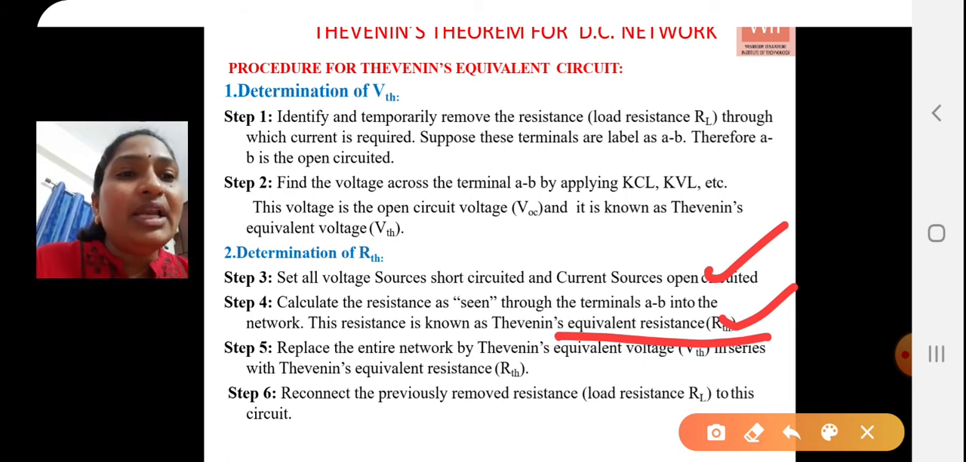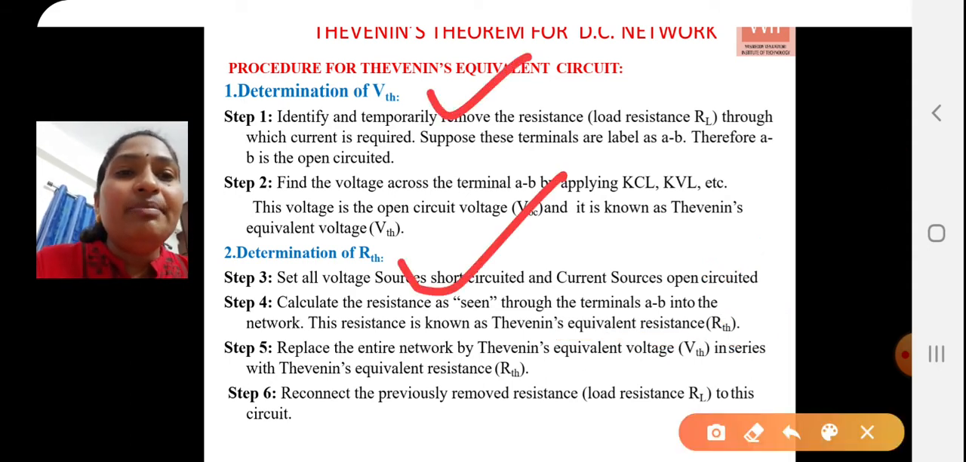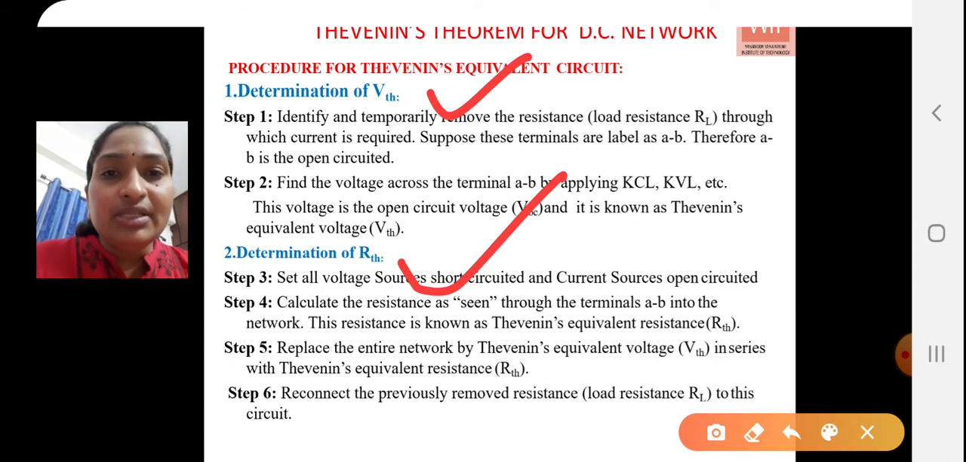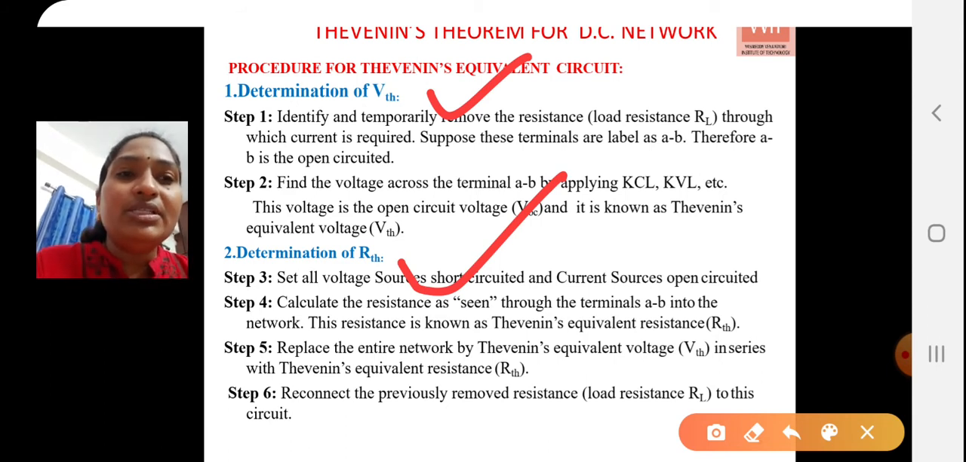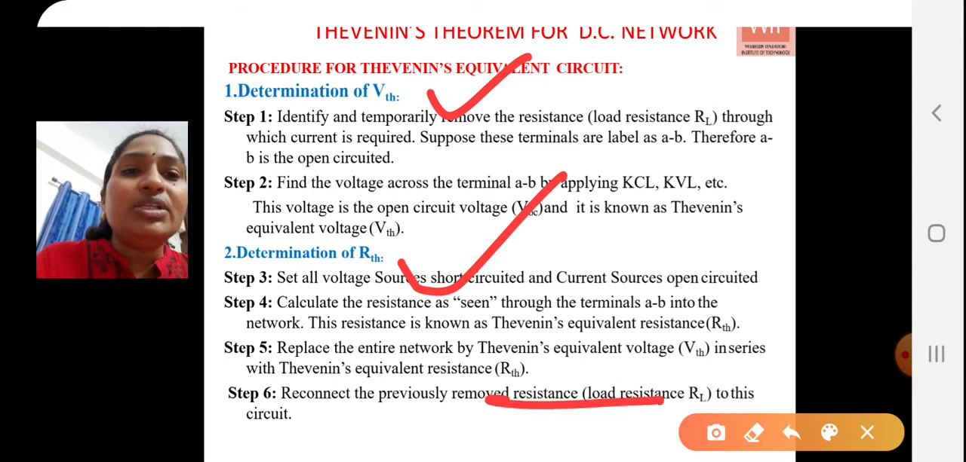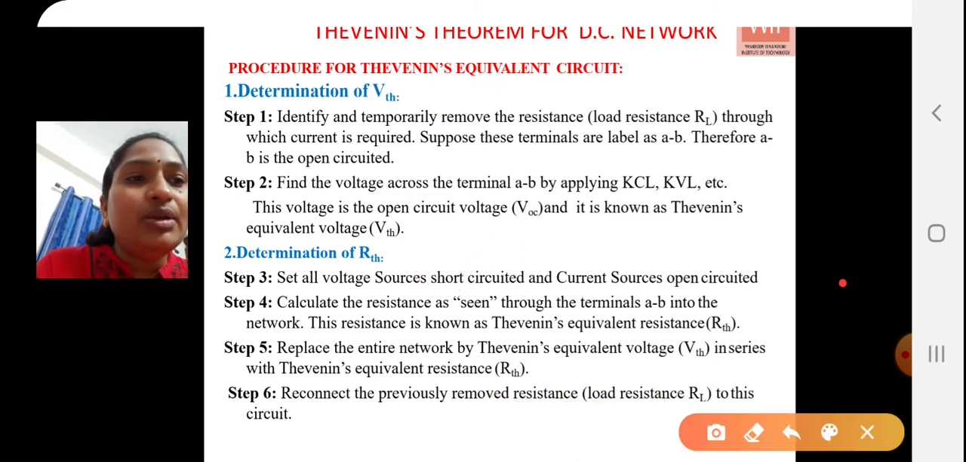So then after calculating V Thevenin and R Thevenin, simply we can draw the Thevenin's equivalent circuit as shown in the previous slide. So after determining Thevenin's voltage and Thevenin's resistance, the equivalent circuit is drawn, and again whatever the branch we have removed initially, that's called load resistance, that resistance has to be reconnected across the terminals A and B, which is forming a simple single loop network.